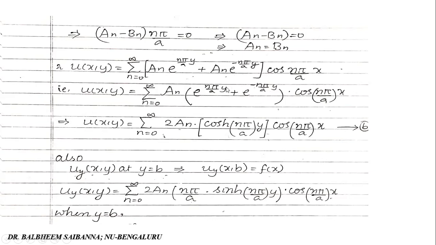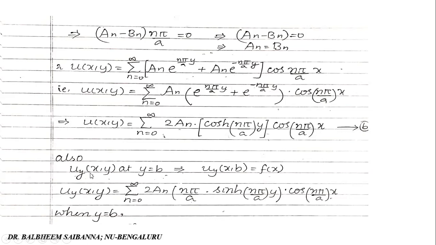Here this one you write in the hyperbolic form, e to the power of n pi by a y plus e to the power of minus n pi by a y. That is, we write 2 times cos hyperbolic n pi by a y. I am writing this one in the hyperbolic form. 2 times cos hyperbolic n pi by a y, and we will get this cos of n pi by a x as it is. So this is called equation number 6.